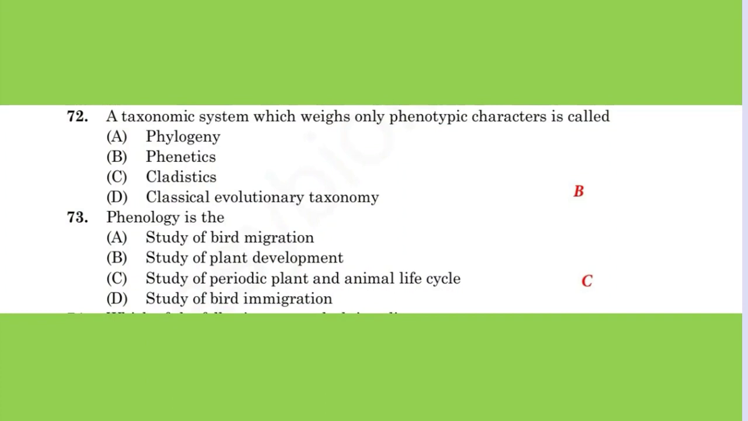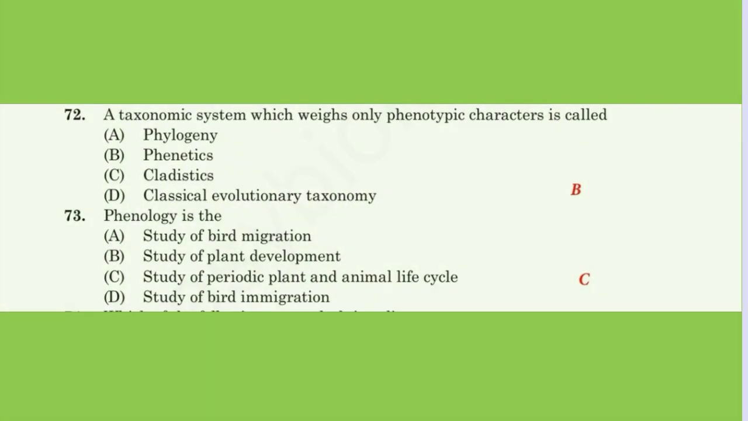Reading the next question: phenology is the study of, it is a study of periodic plant and animal life cycle events. Phenology is the study of periodic events in biological life cycles and how these are influenced by seasonal and interannual variations in the climate as well as habitat factors. So option C is the answer to this question.